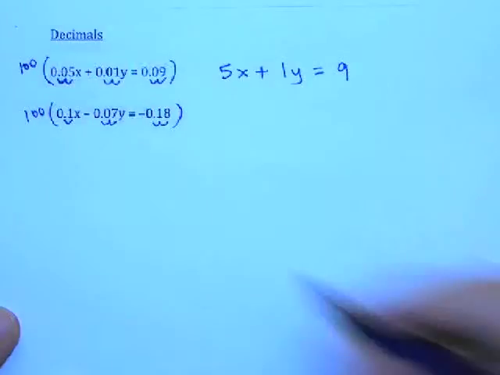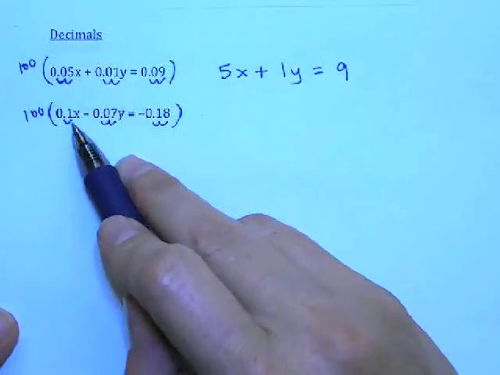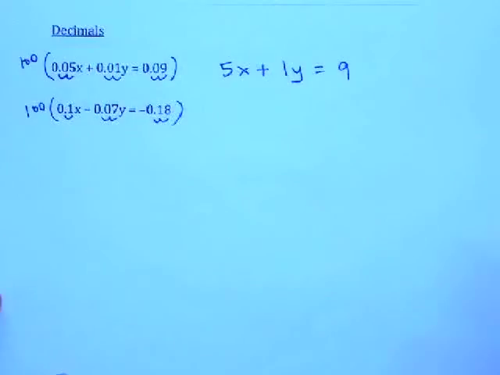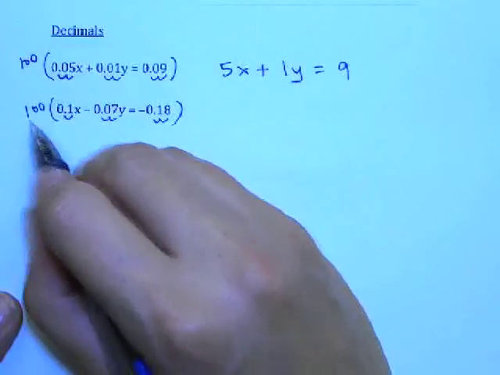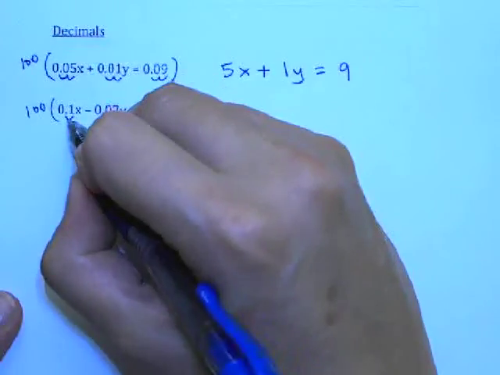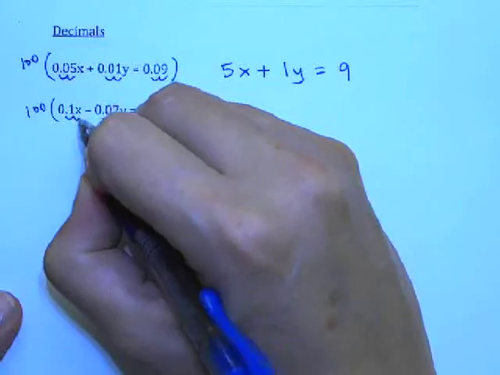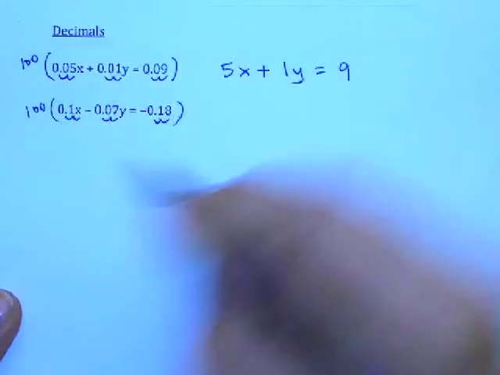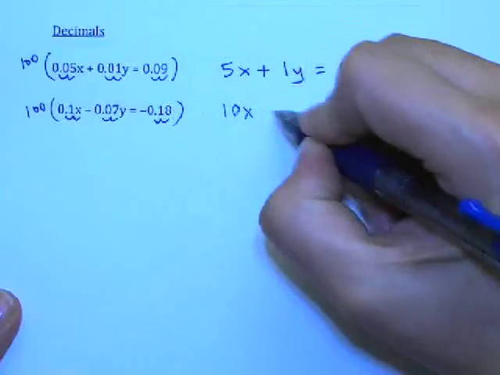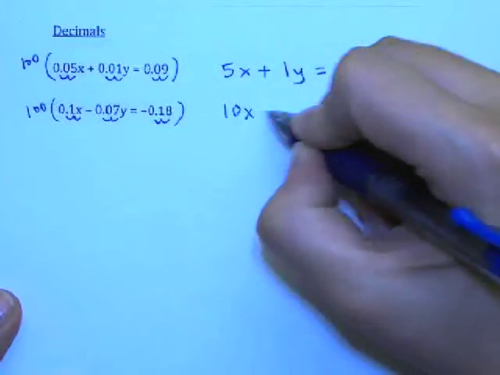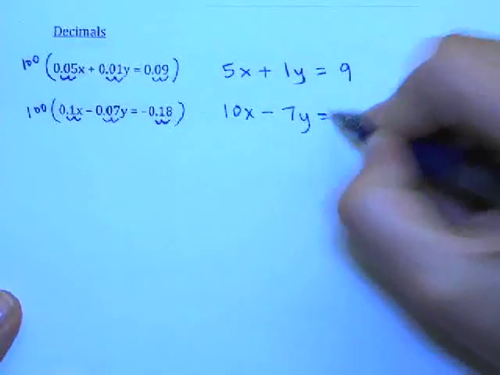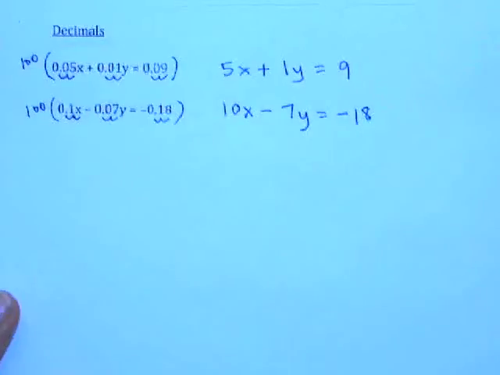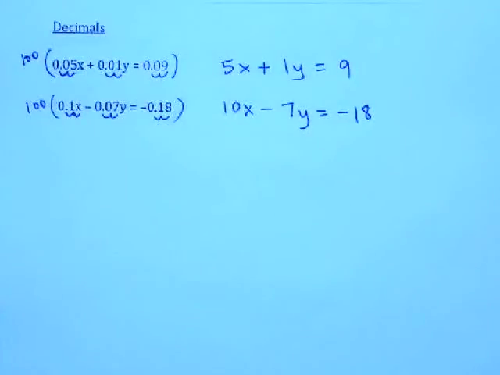If they had all just had 1 decimal place, I could have just multiplied by 10, and that would have worked just fine. So when I multiply by 100, I've got to move 2 decimal places. Even though this one just has 1, I still have to move 2 decimal places, and I've got to remember to put that extra 0 in at the end. So this is going to be 10x minus 7y equals, and then when I move the decimal place 2 places here, it's negative 18. I now have a system that's much nicer to work with.